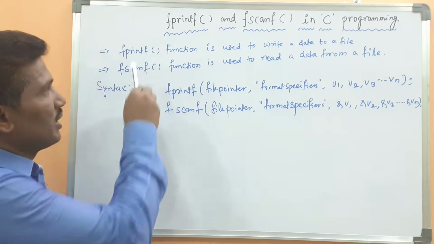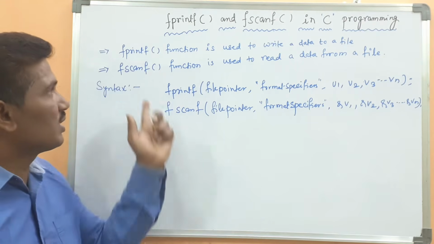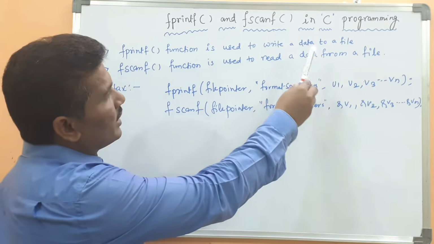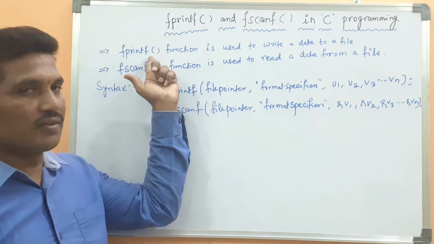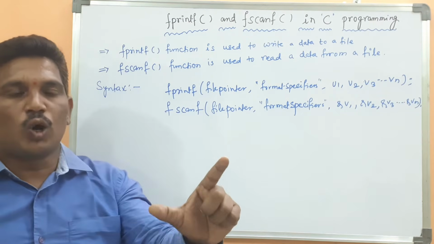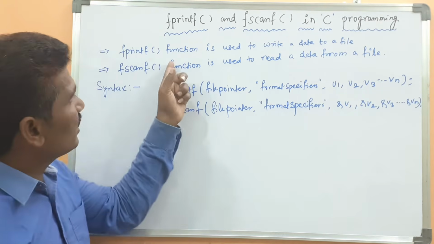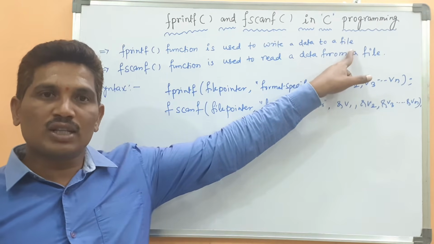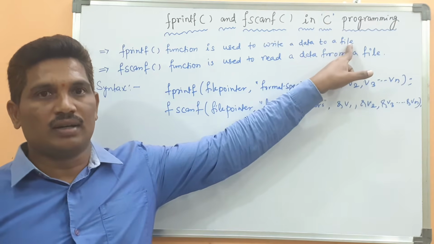What is the meaning of fprintf? F stands for file. You know the printf function. It is used to write data to a file. What is the use of the printf function? It is used to display the data on the output device, where the output device is like a monitor. But here it is used to write data to a file. Where should the output be? The output should be in the form of a file.